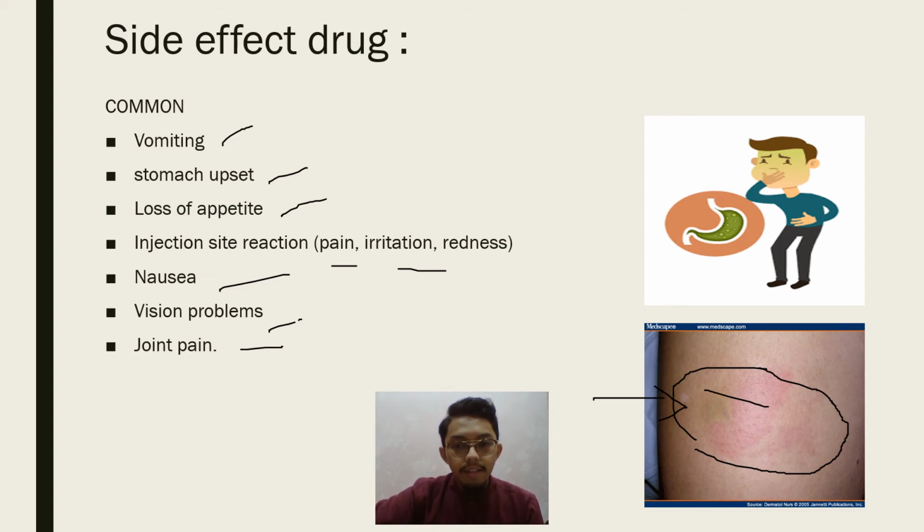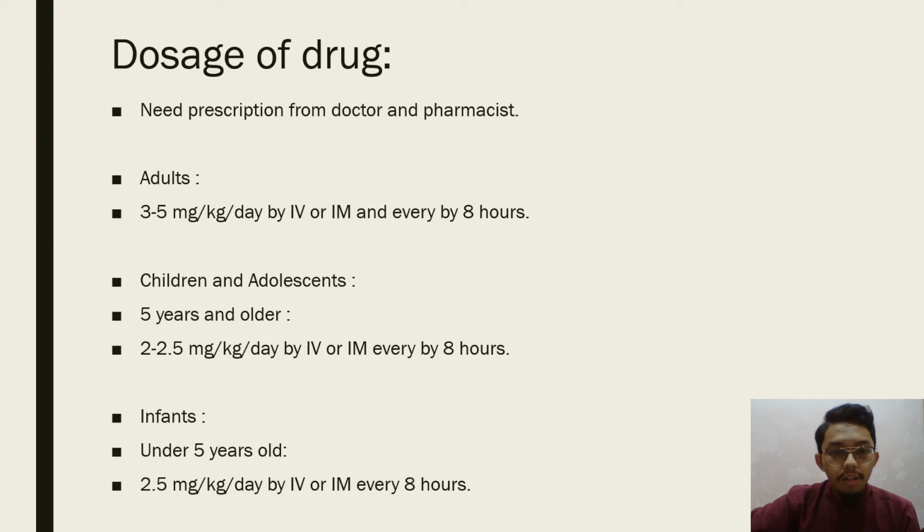Now I will talk about the dosage of the drug. Basically, for this drug you need a prescription from a doctor and pharmacist. You cannot take it by yourself because you may get an overdose. Firstly, for adults, you need 3 to 5 mg per kg per day by IV or IM, every 8 hours.